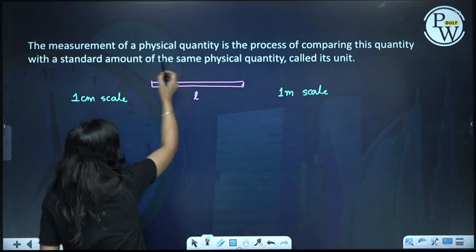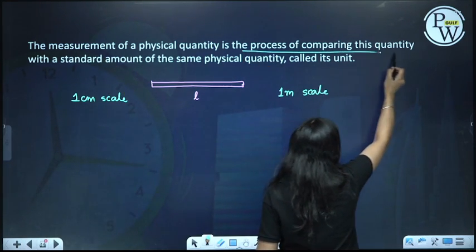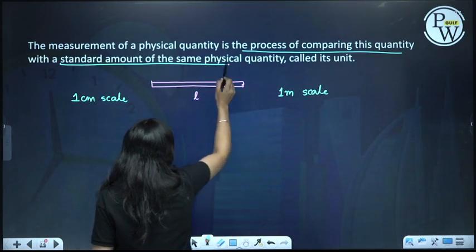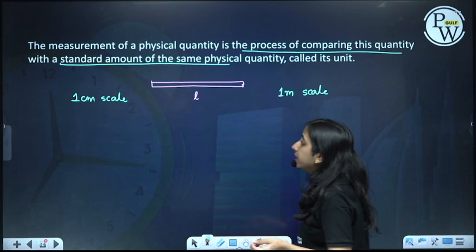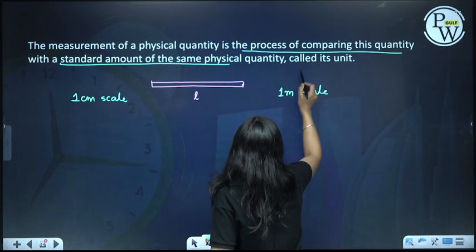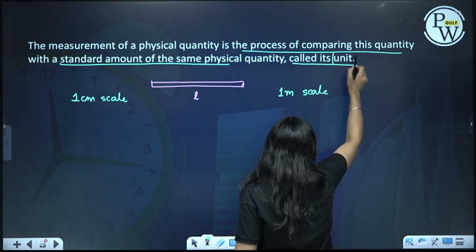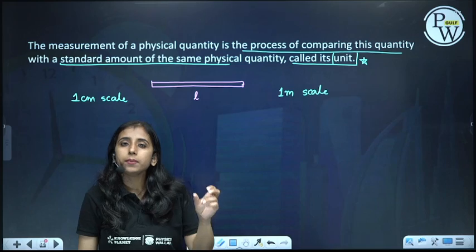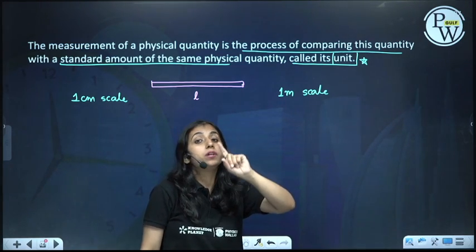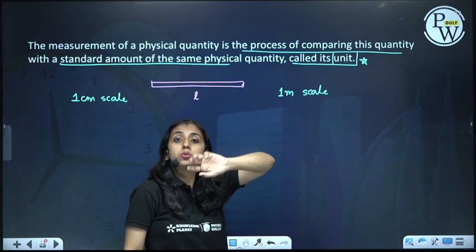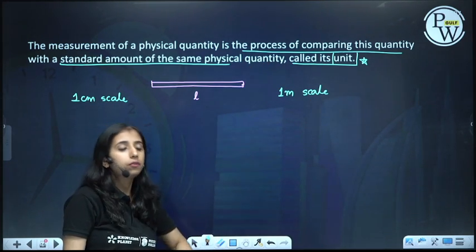So measurement of a physical quantity is the process of comparing this quantity with the standard amount of the same physical quantity. This is measurement, and that standard amount is called the unit. So this centimeter scale is the unit which we are using to measure the length of this rod. This meter is the unit we are using to measure the length of this rod.